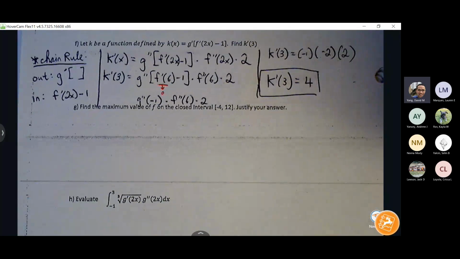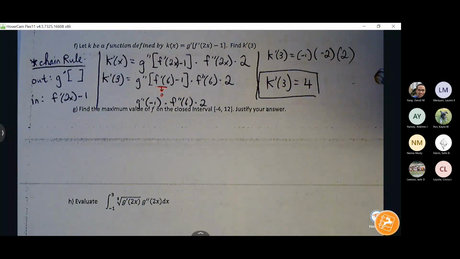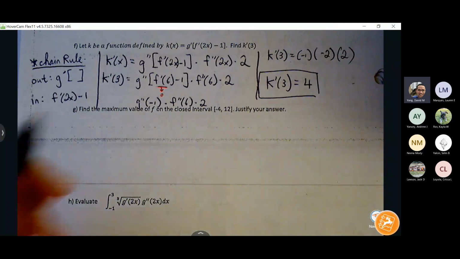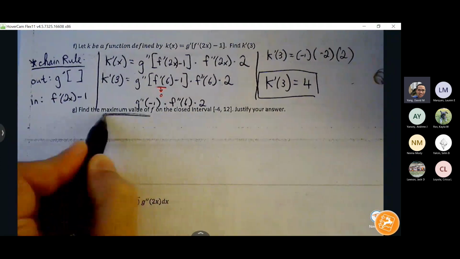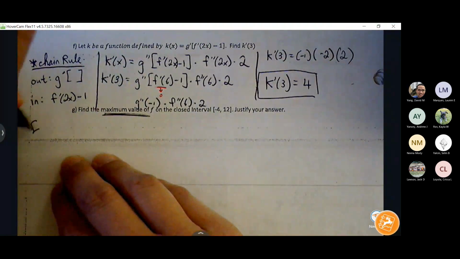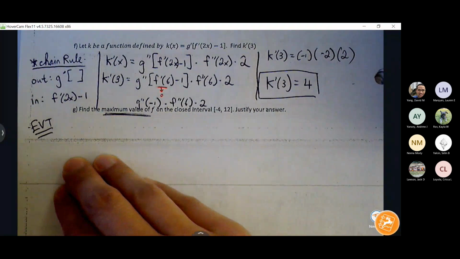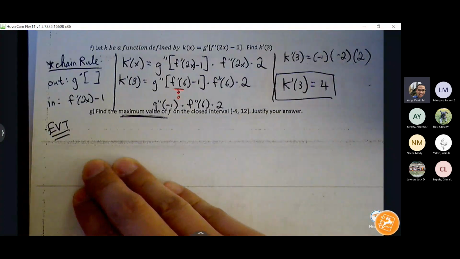Okay, questions there, part F. Okay, part G, find the maximum value of f on the closed interval from -4 to 12. So anytime I see the word maximum or minimum, I'm thinking extreme value here. So that means I've got to test endpoints, and I've got to test critical points.